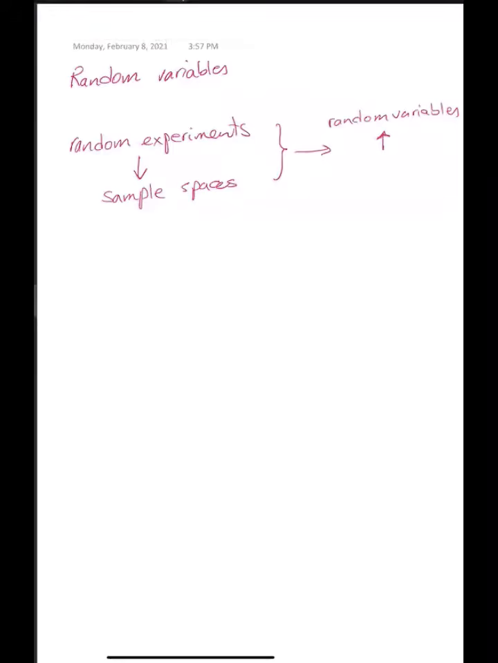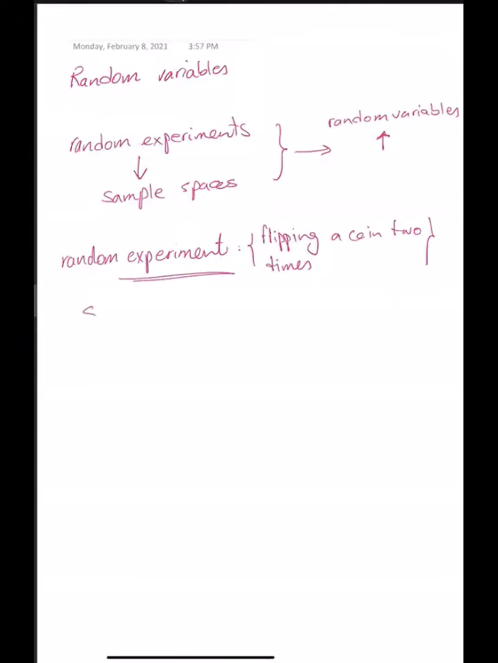For example, if I have my random experiment as flipping a coin 2 times, that's my experiment. Sample space. When I run this experiment, can you tell me what are the possible outcomes of these experiments that I can put in my sample space? What are the possible outcomes?